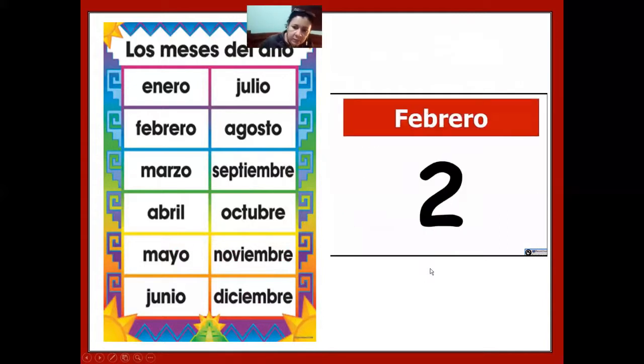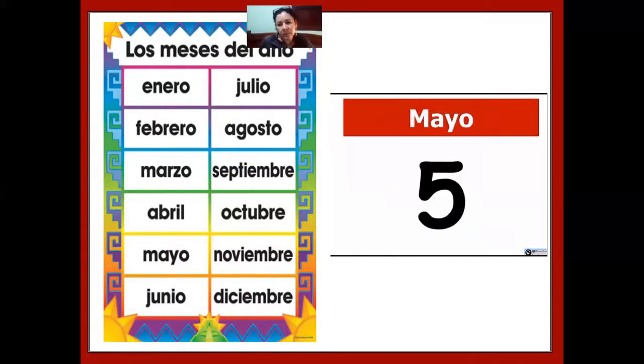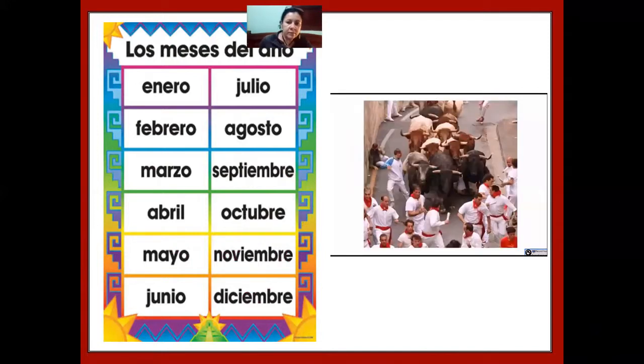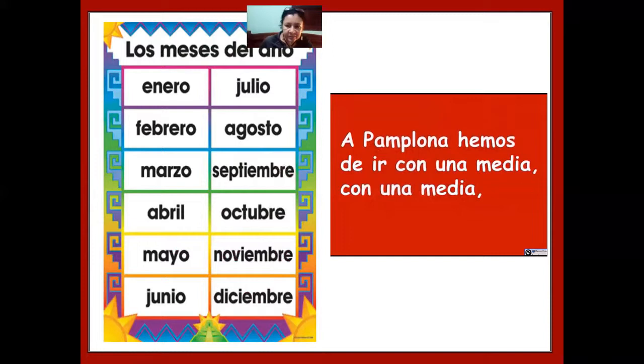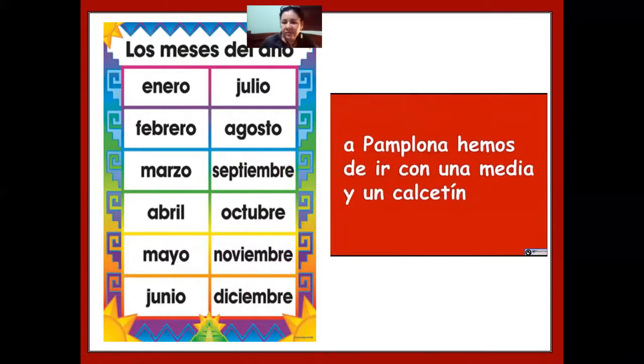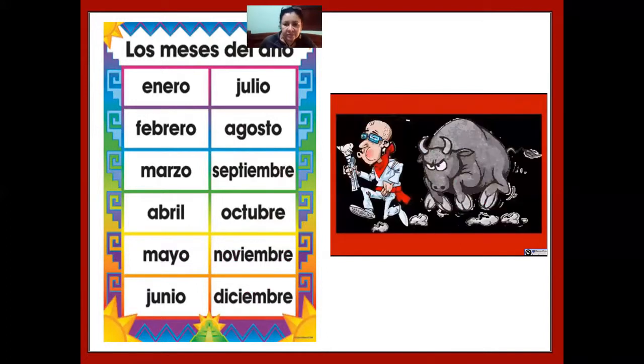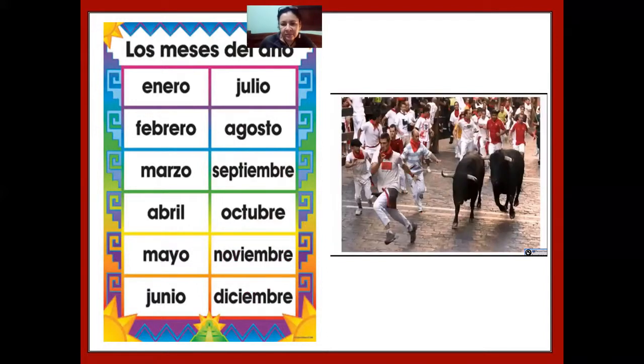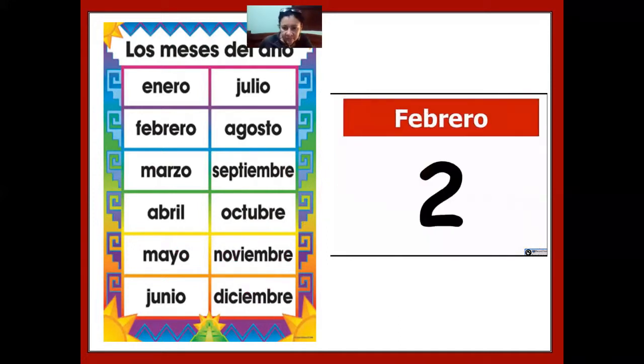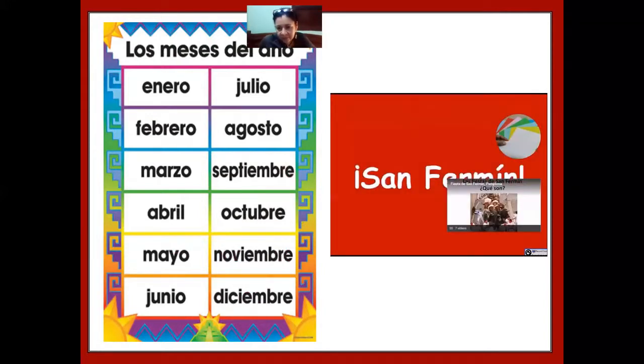1 de enero, 2 de febrero, 3 de marzo, 4 de abril, 5 de mayo, 6 de junio, 7 de julio, San Fermín. A Pamplona hemos de ir, con una media, a Pamplona hemos de ir, con una media y un calcetín.